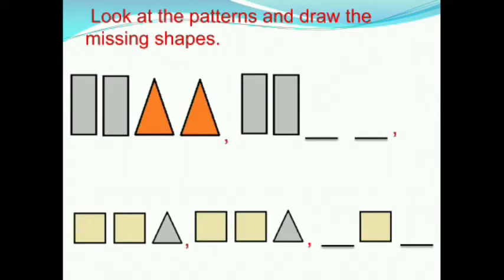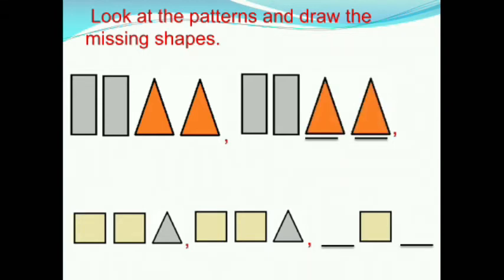Children, see this pattern. First we have 2 rectangles. Then we have 2 triangles. Now we should repeat this pattern. After 2 rectangles, what is there? Yes, 2 triangles. So we should draw 2 triangles.